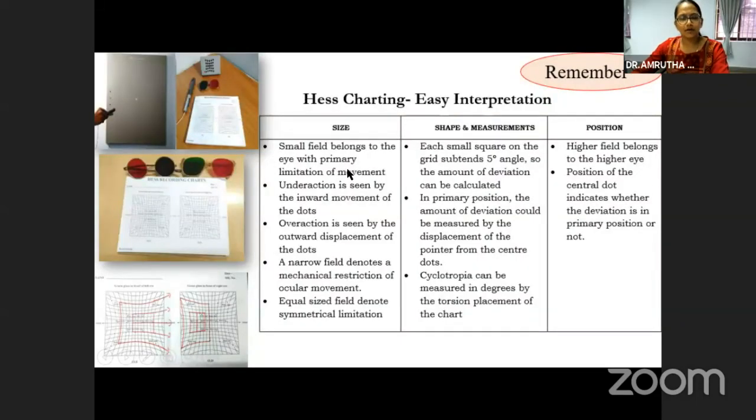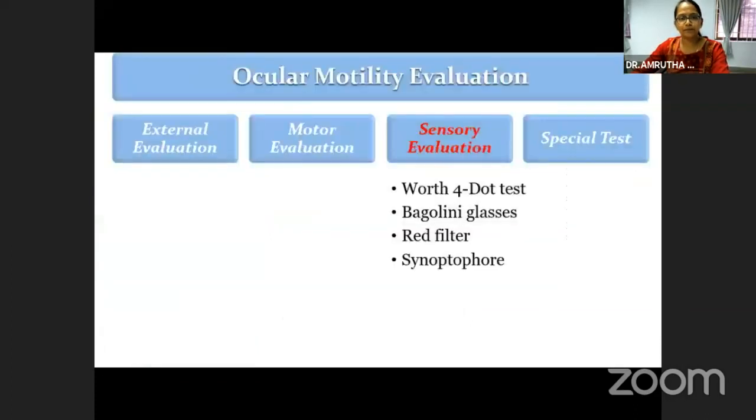Hess chart helps us with proper documentation, and also helps us to quantify the deviations and look for torsion. Definitely Hess chart evaluation and documenting in the first visit, and when they come for the subsequent visits, documenting it will help us to see whether there is any resolution. Hess chart definitely will help us in picking up any small paresis. Also, if we don't see any obvious extraocular motility limitation, Hess chart would help us to pick up any paresis.